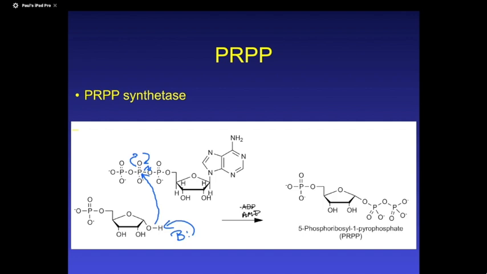This is not only used for the synthesis of the nucleotides, but this structure is also used for a couple other intermediates, including amino acids. So this is a branch point that's very important. Where do we get the ribose from? What pathway?